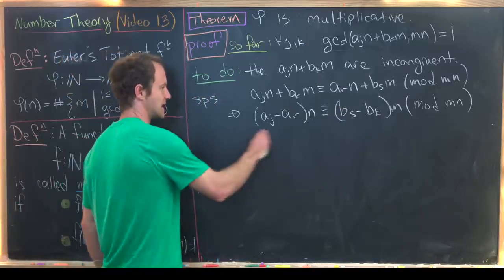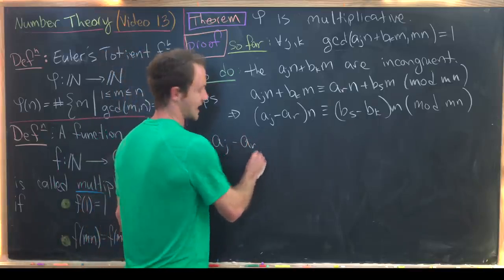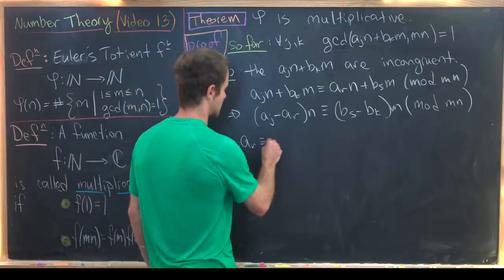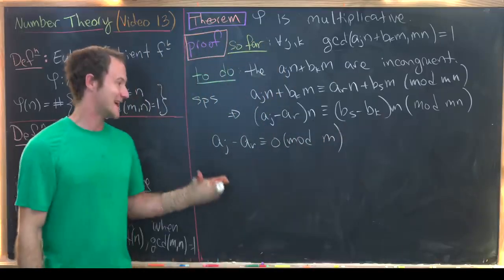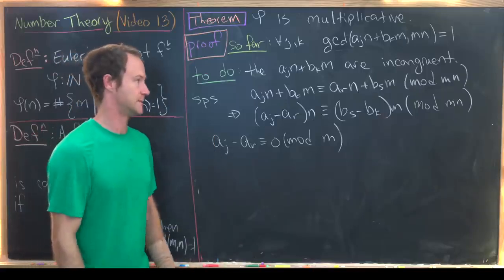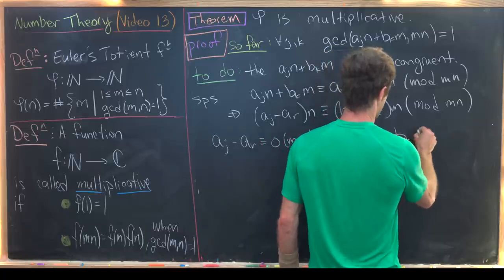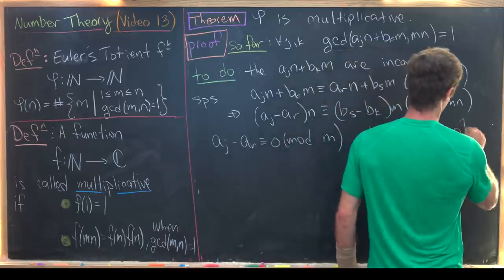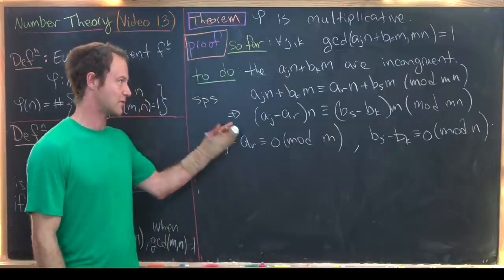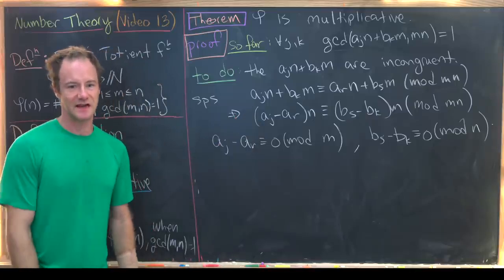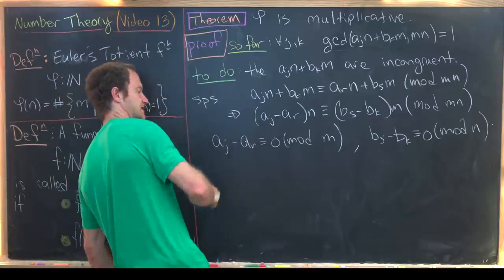Okay, so let's summarize that split as follows. We have AJ minus AR is congruent to 0 modulo m. Like I said, it's a multiple of m. And then likewise, BS minus BK is congruent to 0 mod n. Okay, so that appropriately summarizes that discussion that I said in words. Okay, but now we can move this stuff around a little bit.